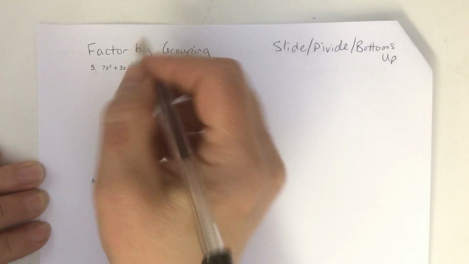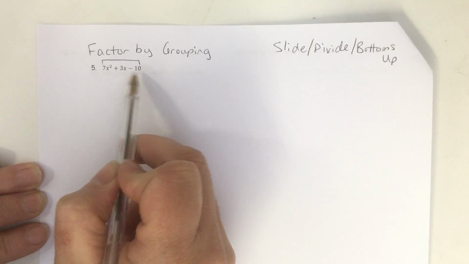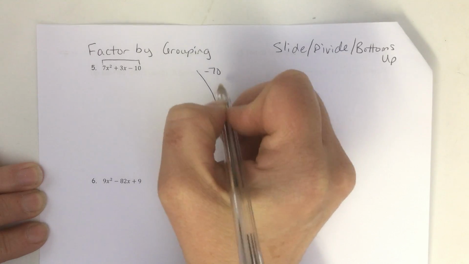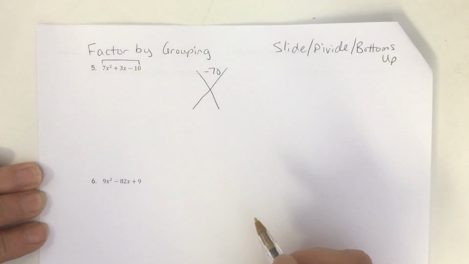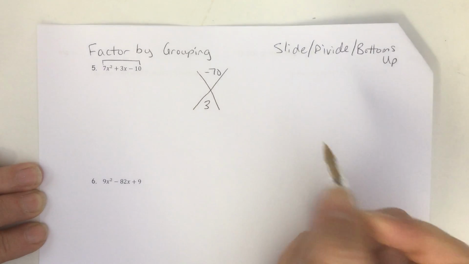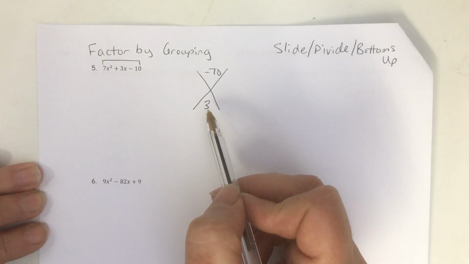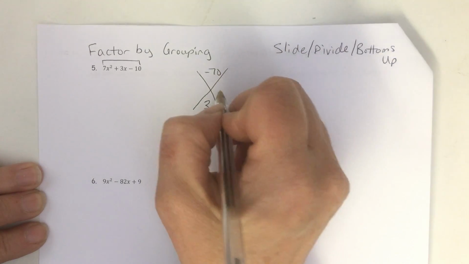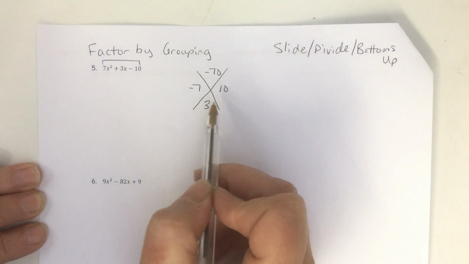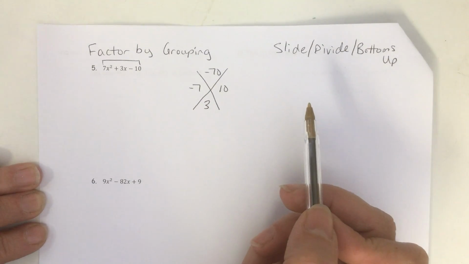Okay, so to factor by grouping, you start by taking the front number times the back number. So in this case, it's negative 70. And then I make the x like we did on the puzzles the other day. The bottom number here goes in there. So you're looking for two numbers that multiply to negative 70 and add to 3. So that's going to be a negative 7 and a positive 10, because 10 minus 7 is 3, and 10 times negative 7 is negative 70.